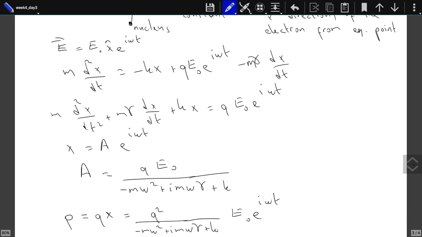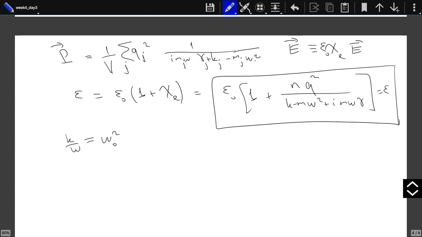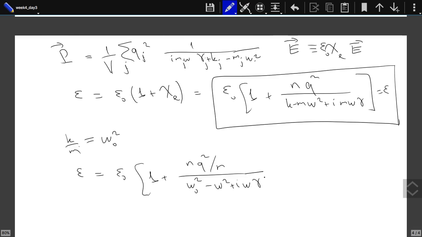You see, this was our differential equation. If there is no dissipation, there is a characteristic frequency of this oscillator, an oscillator with frequency squared k over m. So that's why I'm defining this k over m as omega 0 squared. So this epsilon is epsilon 0 times 1 plus n q squared over m divided by omega 0 squared minus omega squared plus i omega gamma.